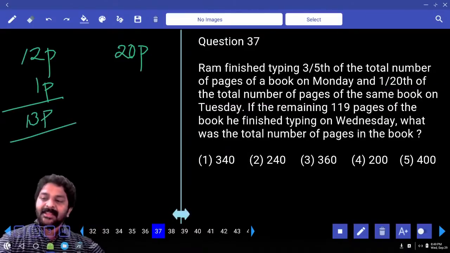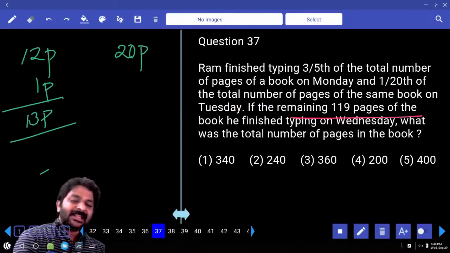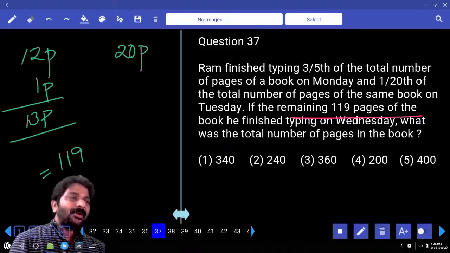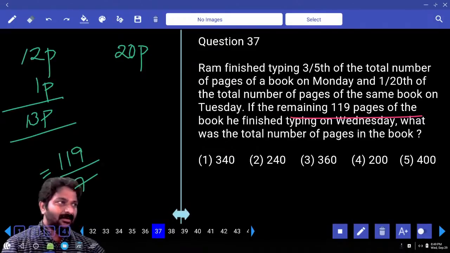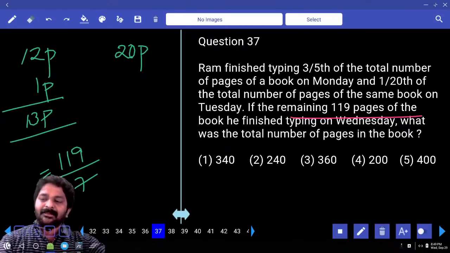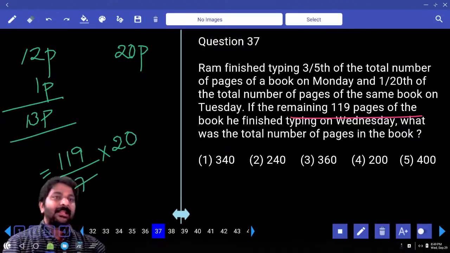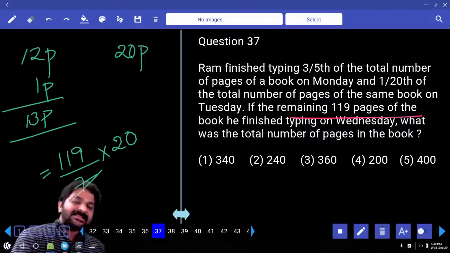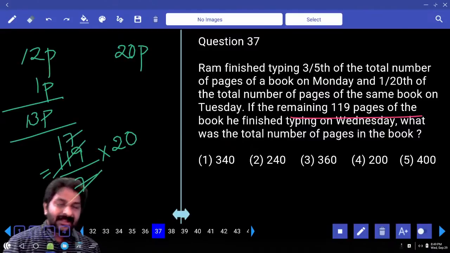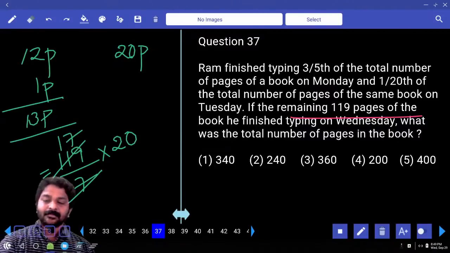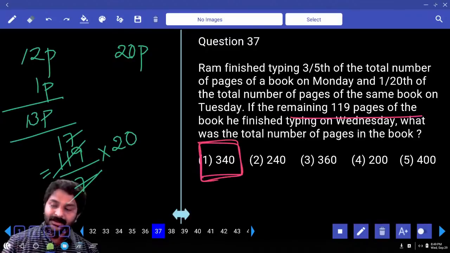7 parts. If the remaining is 119 pages, that means 7 parts is equal to 119. 1 part is equal to 119 by 7. Don't calculate. We'll do that later, cancellation. And what is the total number of pages in the book? The number of pages is 20 parts. That is into 20. Now you come to the cancellation part. 7 how many times? 17 into 20. 340.